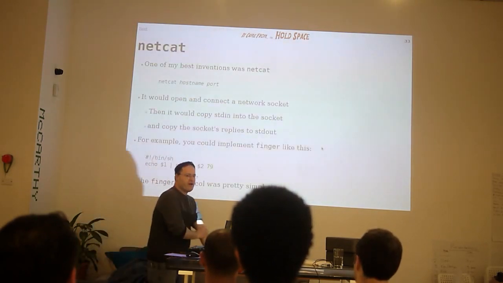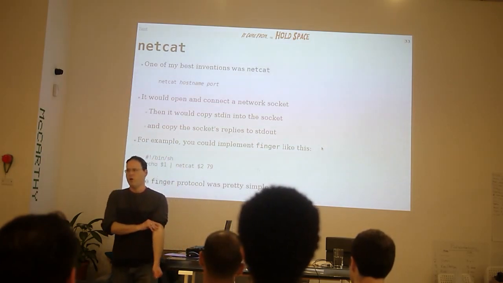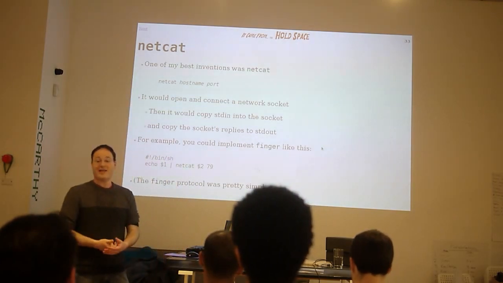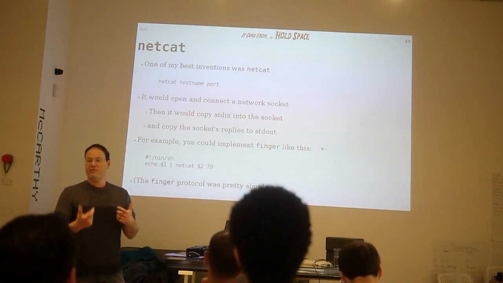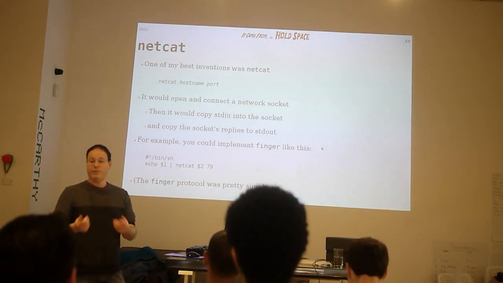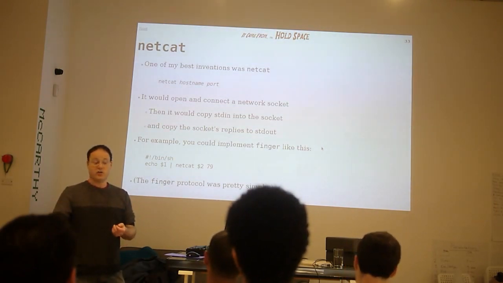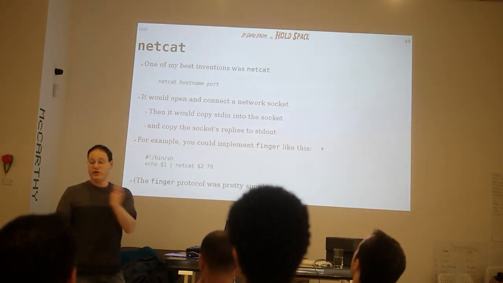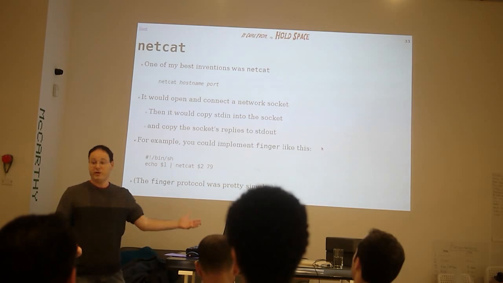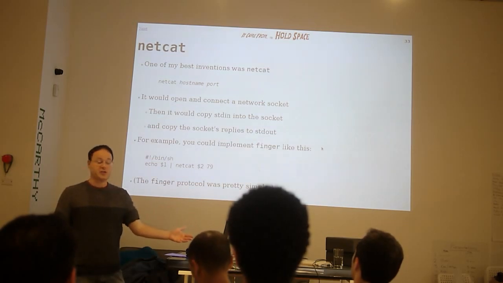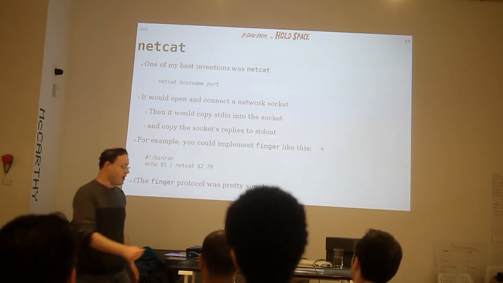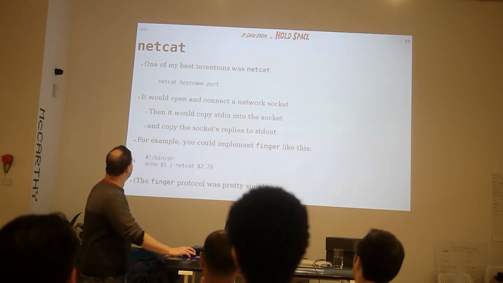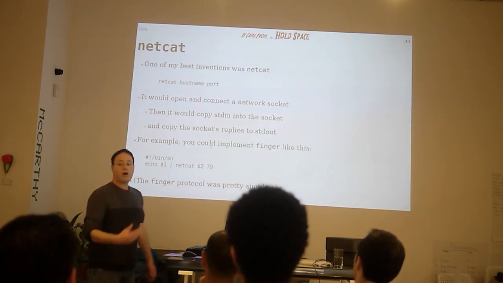One of my favorite inventions, really useful at one time, was this thing called netcat, which you would give a host name and a port. It would open an internet socket, connect to that host and that port, and then read standard input and send it over the socket, and anything that came back from the remote host, it would print to standard output. And so suddenly your shell script could talk on the network. It wasn't hard to do.